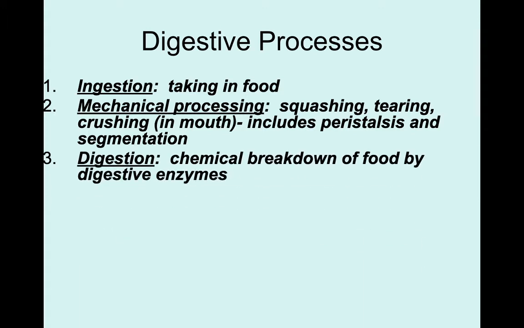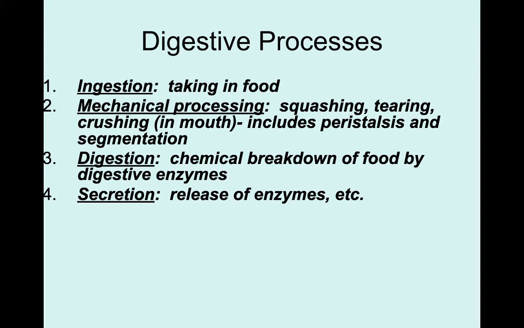Digestion: this mechanical processing we could actually call mechanical digestion because it is the physical breakdown of the material into smaller pieces. This digestion here is the chemical digestion. It is the chemical breakdown of food by the digestive enzymes. You have one digestive enzyme in the saliva in your mouth. You have another in your stomach, but most of the digestive enzymes are produced by the pancreas and they are released into the duodenum of the small intestine, and they do the chemical digestion, or the chemical breakdown, of food.